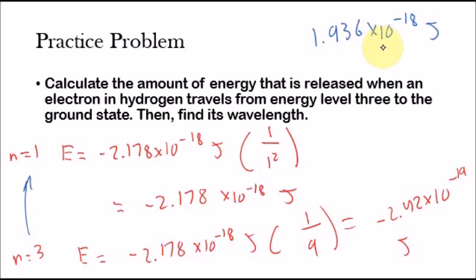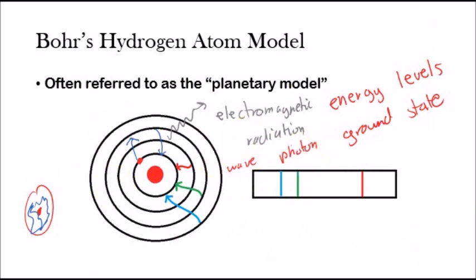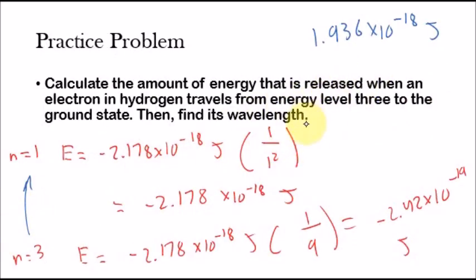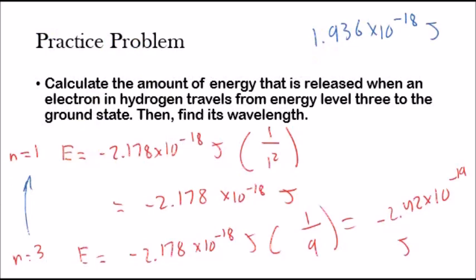Okay, so anyways, then it's asking you to find the wavelength. When this energy is being released, you can think of it as a wave or a photon. So now the question is asking us to find the wavelength of that wave or photon, whichever way you want to think about it. So we're going to have to use this equation here. Remember, we said delta E equals nhv. So we have the energy, which is 1.936 times 10 to the minus 18.